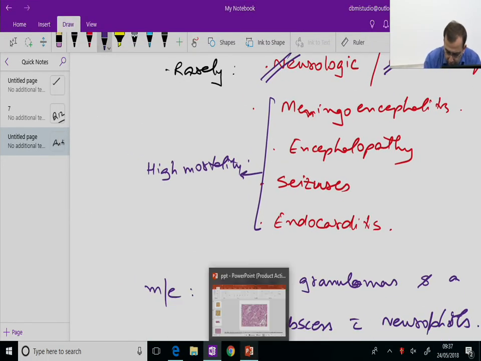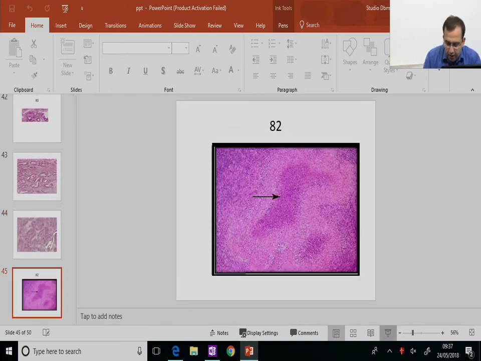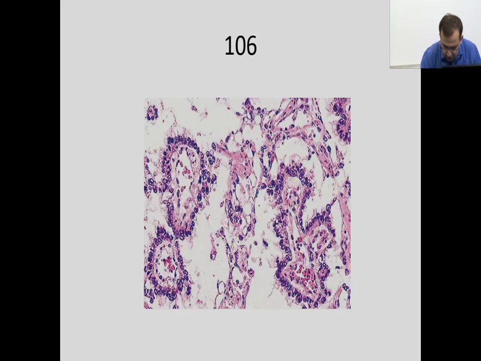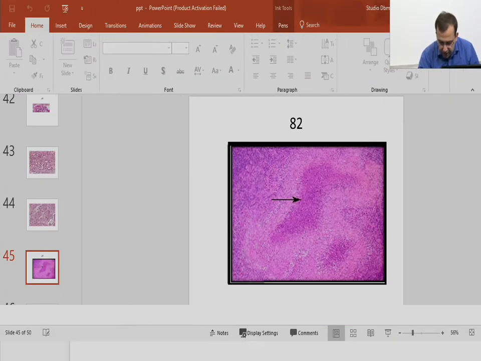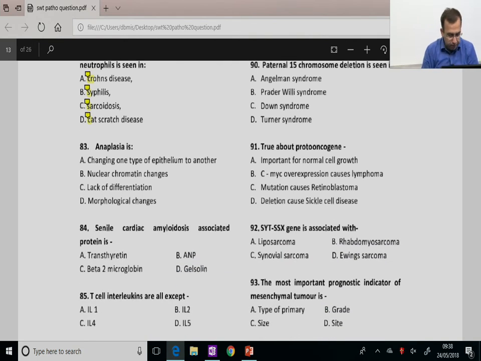So before we go further, let us see what it looks like. This is the classical microscopic appearance of cat scratch disease. You have the presence of stellate granuloma with surrounding neutrophils. Have a look. This is what cat scratch disease looks like. Next, this gets us to question 83.